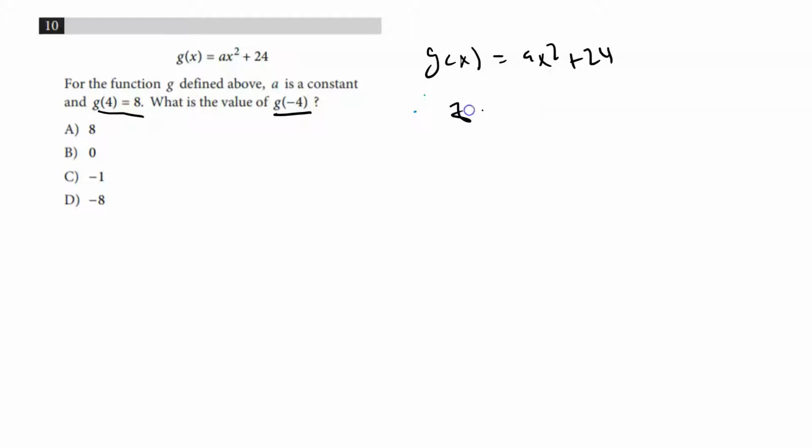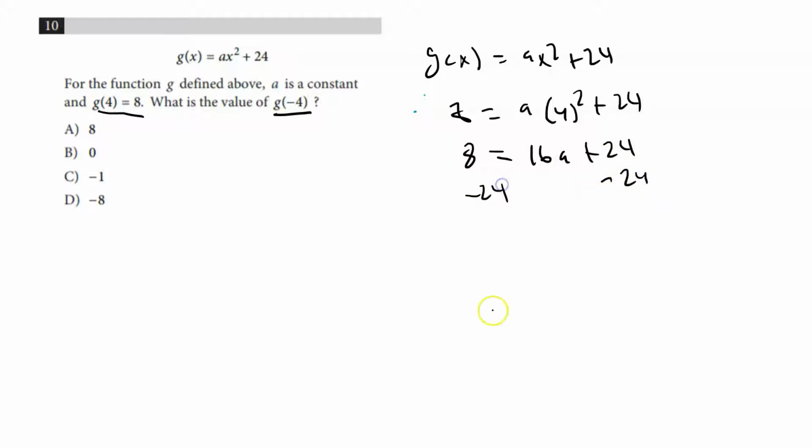So 8 equals a times x squared, which is a times 4 squared plus 24. So we have 8 equals a times 4 squared. 4 squared is 16, so 16 times a plus 24. And we want to isolate a, so we can subtract 24 from both sides. So we have negative 16, because that's 8 minus 24. So negative 16 equals 16a. Divide both sides by 16.